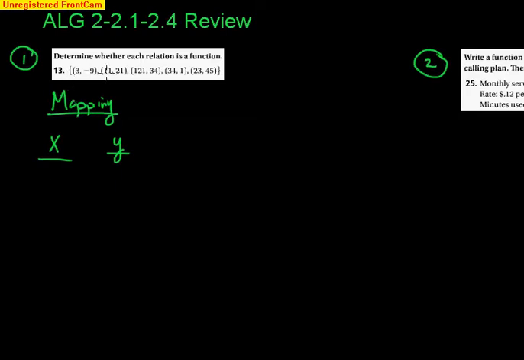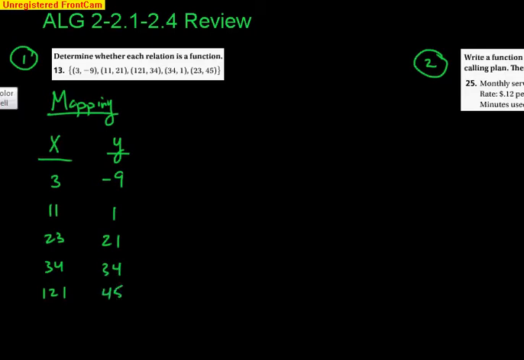So the x's are 3, 11, 121, 34, and 23. I'm going to put them in order from least to greatest: 3, 11, 23, 34, and 121. So I have the x's listed in order. And then the y's are negative 9, 21, 34, 1, and 45. Let's list those in order: negative 9, 1, 21, 34, and 45.